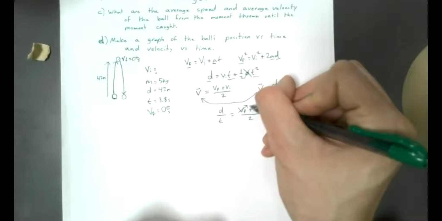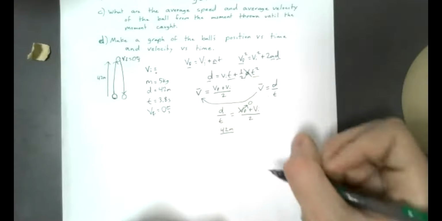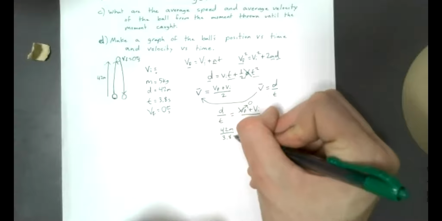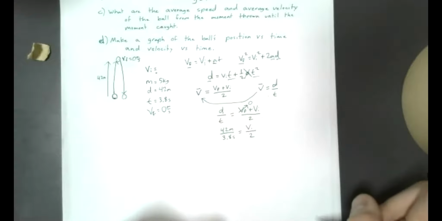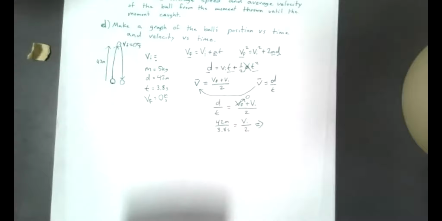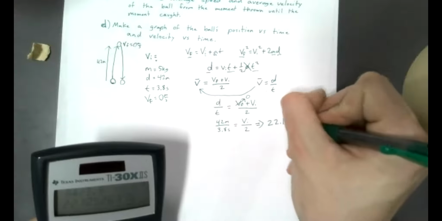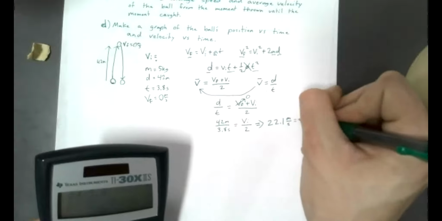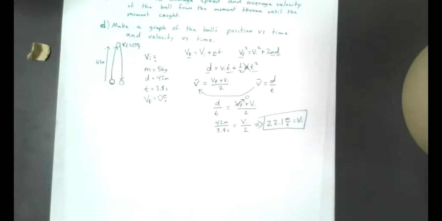VF is 0, so I'm going to get rid of VF. D is 42 meters. Time is 3.8 seconds, and that should be equal to my initial velocity divided by 2. So I multiply both sides by 2 and plug it into my calculator. 2 times 42 is 84. 84 divided by 3.8 gives me 22.1 meters per second for my initial velocity. Okay, so that is part A.